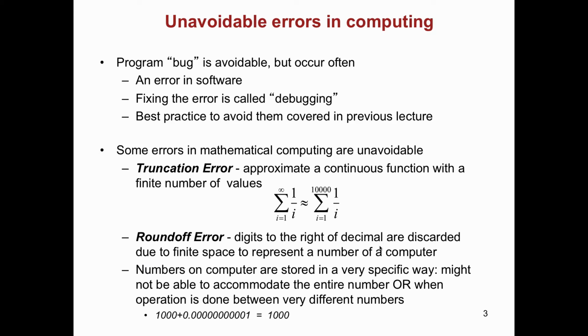The other thing that we also chop off is round-off error, where digits to the right of the decimal are discarded. So whenever I have a number with an infinite number of digits, at some point I have to stop, and that's what I can fit.